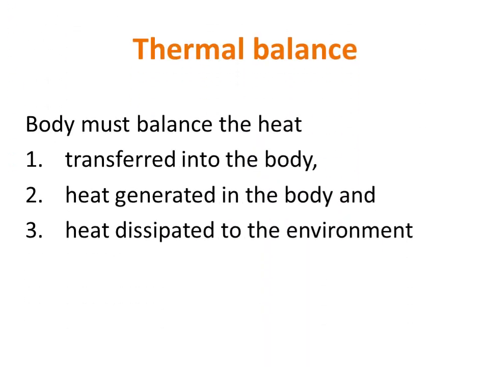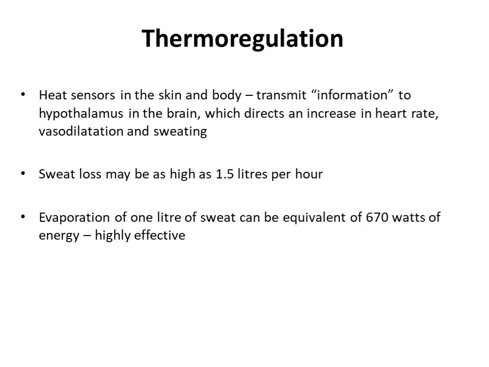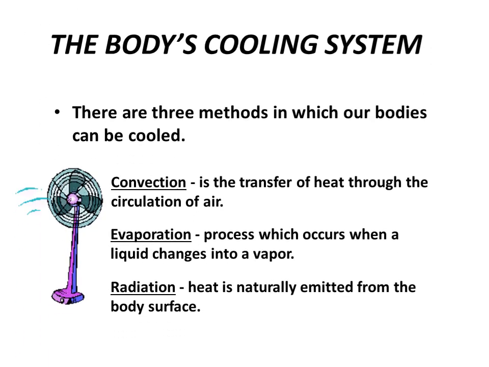Thermal balance. The body must balance the heat transferred into the body, heat generated in the body, and heat dissipated to the environment. What is thermoregulation? Heat sensors in the skin and body transmit information to the hypothalamus in the brain, which directs an increase in heart rate, vasodilatation and sweating. Sweat loss may be as high as 1.5 liters per hour. Evaporation of 1 liter of sweat can be equivalent to 670 watts of energy. Highly effective. The body has its own cooling system.